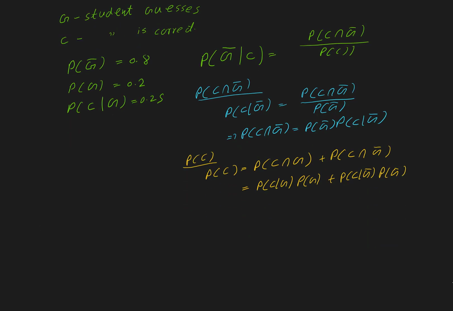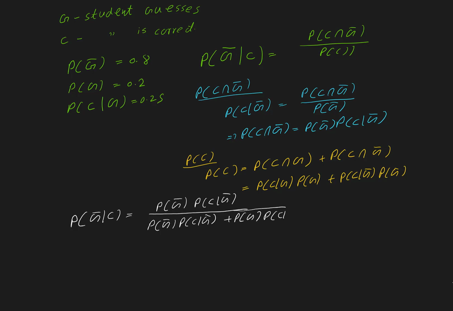Now using these two we can write this equation here. The probability of G complement given C equals the probability of G complement times the probability of C given G complement, divided by the probability of C, which equals the probability of G complement times the probability of C given G complement plus the probability of G times the probability of C given G. Right, now we know the probability of G complement is 0.8.